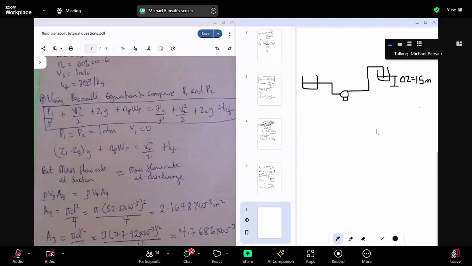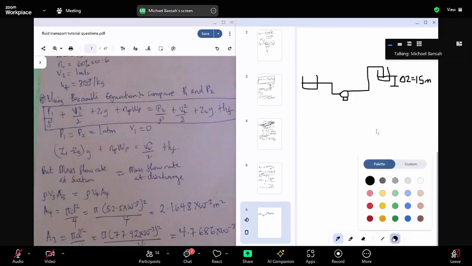Now that I have my diagram, I think I can continue what I want to do. Which color will be good? Let me use red and see. All right, so this is my diagram.